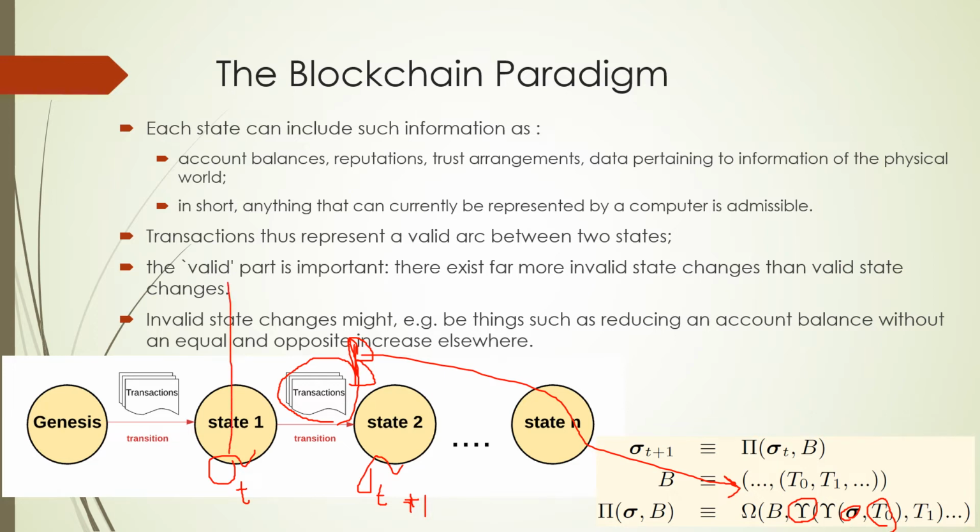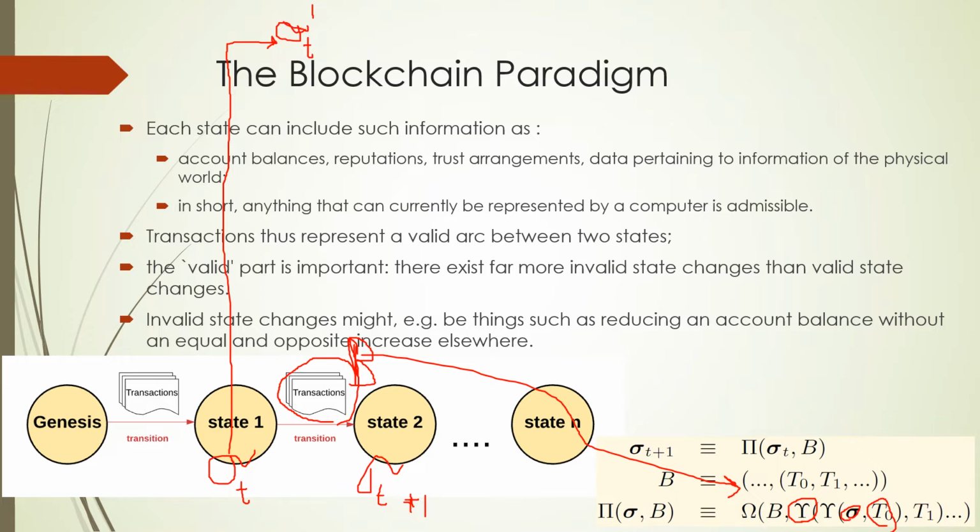So using upsilon, using the state transition function of Ethereum, we're going to change sigma t to, let's say, sigma t1, where 1 is the superscript.